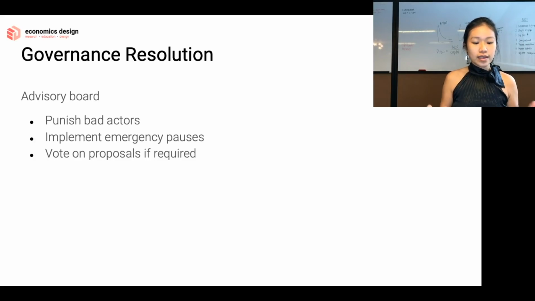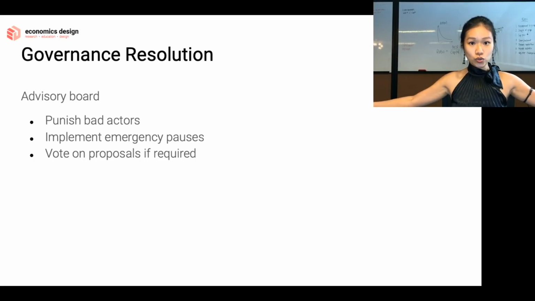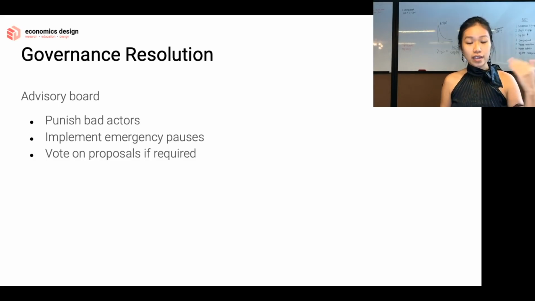The second thing is they can implement emergency pauses. So if the stock market crashes, or the DeFi market crashes, or there's some issue going on that's external to the Nexus Mutual platform, and it's an emergency, something really bad happens, the advisory board can come in and implement an emergency pause. Like, we're going to pause all activities right now. We're going to see how things are happening.